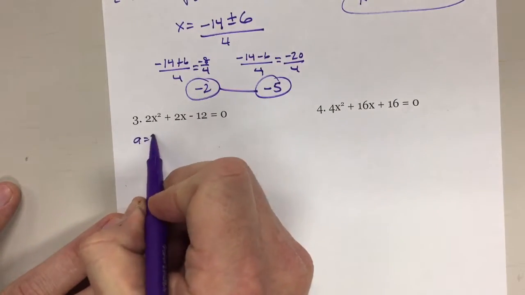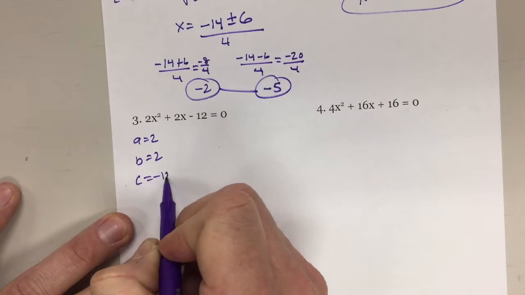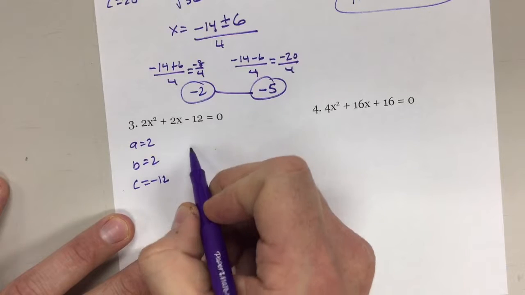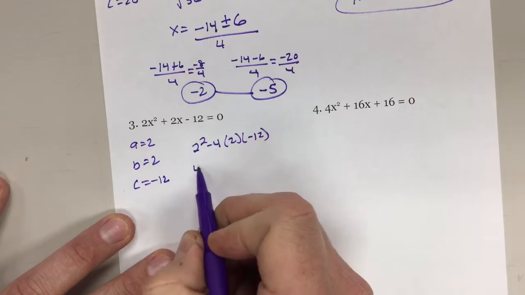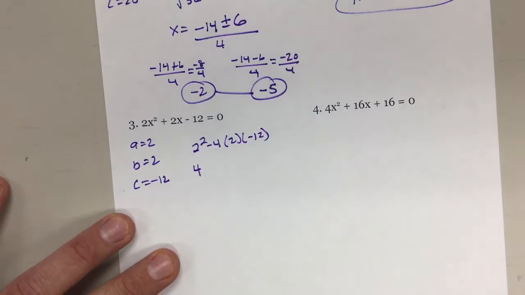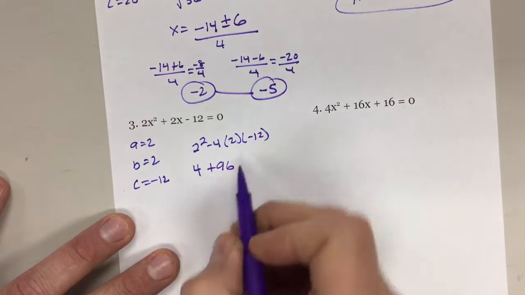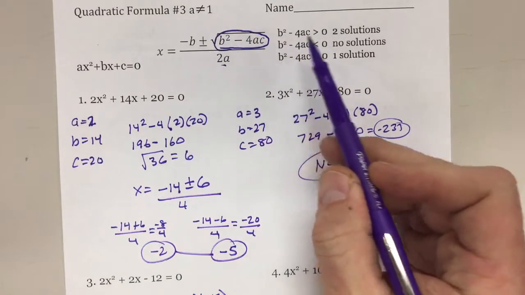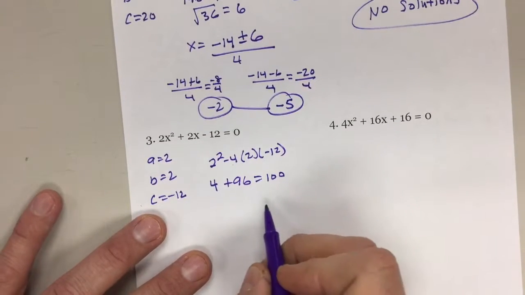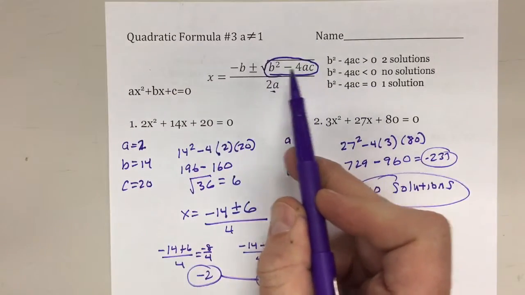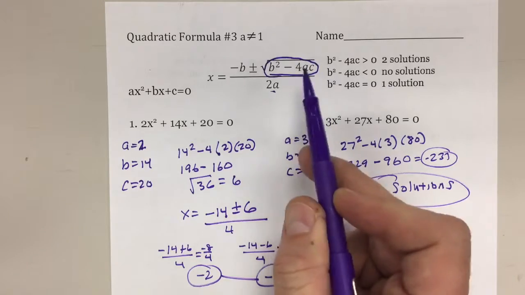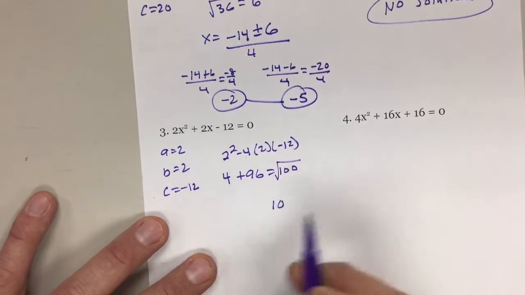Let's try 3. A is 2, b is 2, c is negative 12. So b squared minus 4ac first, so that'd be 2 squared minus 4 times 2 times negative 12. So 2 squared is 4, and then negative 4 times 2 times negative 12 on my calculator is positive 96. So 4 plus 96 is 100. So because b squared minus 4ac is bigger than 0, there's going to be 2 answers. So I can take the square root of 100, gets me 10, and I'm taking the square root because the b squared minus 4ac stuff is under the square root in the equation. So I'm just going to take the square root right away. So square root of 100 is 10.